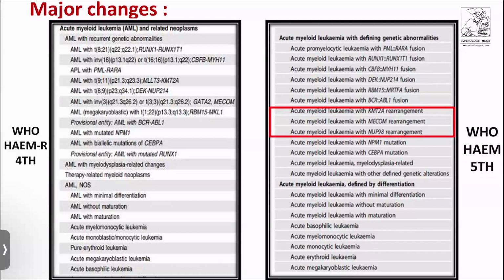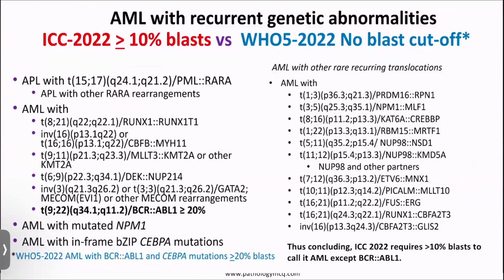Other than that, we have PML-RARA, RUNX1-RUNX1T1 fusion, DEK-NUP214 fusion, RBM15-MRTFA fusion, and so on. So these are the defining genetic abnormalities, and the AML that is defined by differentiation. So basically, the fifth WHO has classified AML into these two broad entities where we have defining genetic abnormalities and AML defined by differentiation.